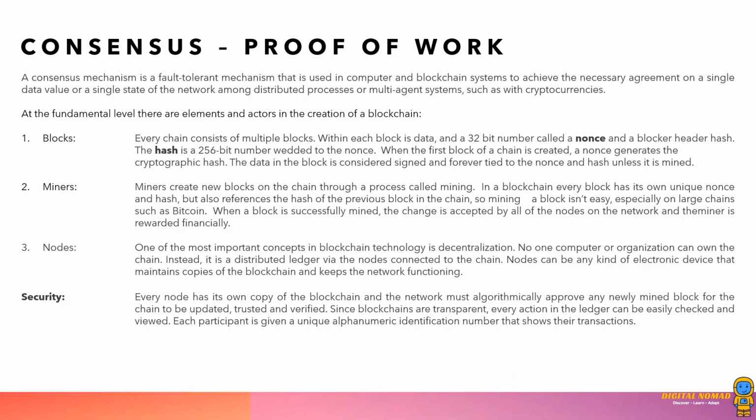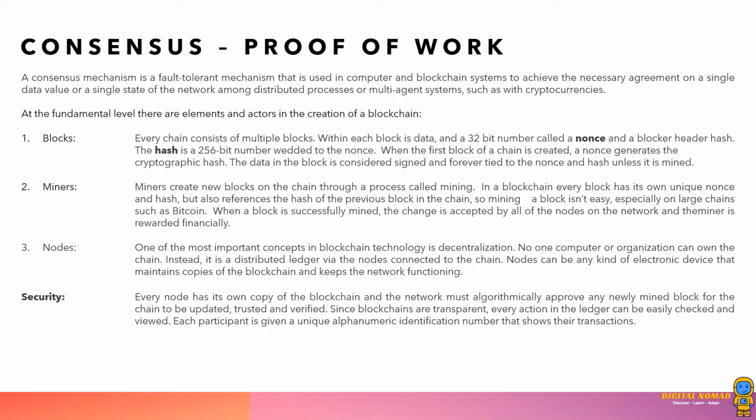Proof of work, a fundamental concept. A consensus mechanism is used in computer and blockchain systems to achieve the necessary agreement when a block is created and requires several actors or miners to validate this information. Blocks. Every chain consists of multiple blocks. Within each block is data, and a 32-bit number called a nonce and a block header hash. The hash is a 256-bit number wedded to the nonce. When the first block of a chain is created, a nonce generates the cryptographic hash. The data in the block is considered signed and forever tied to the nonce and hash unless it is mined. More information on hash 256 later.